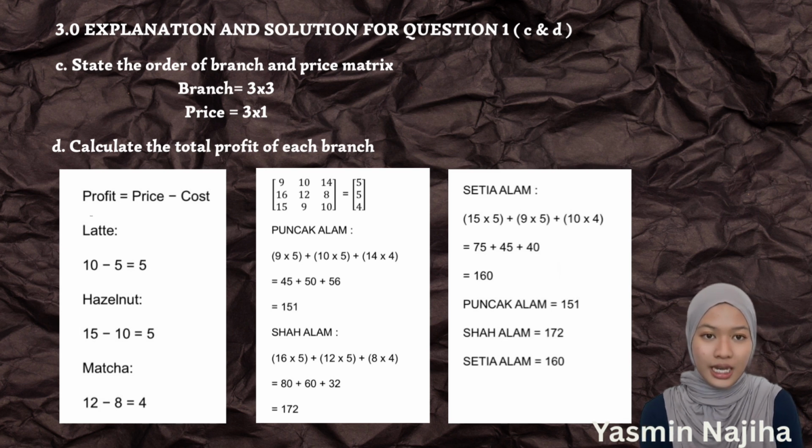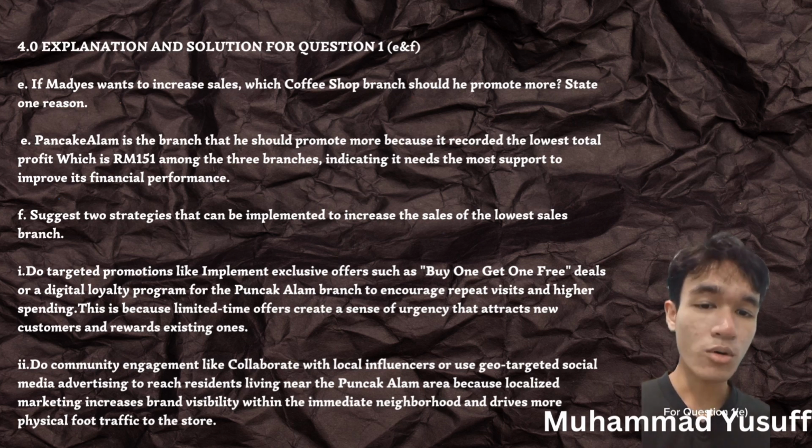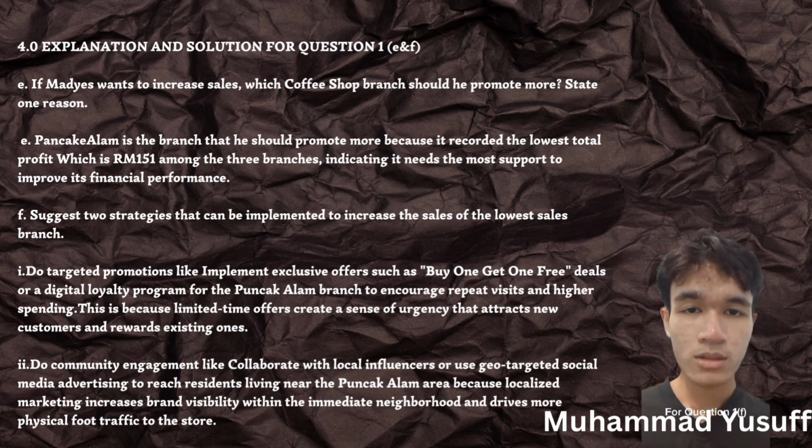For example, for Puncak Alam, we multiply the number of coffees sold with the profit per unit and then add them together to get the total profit. After calculating all branches, we get the total profit for Puncak Alam, Shah Alam and Siti Alam. Shah Alam has the highest profit among the 3 branches. I think Puncak Alam is the branch that should be promoted more because it generated the lowest total profit, which is 151 ringgit, compared to the other 2 branches.